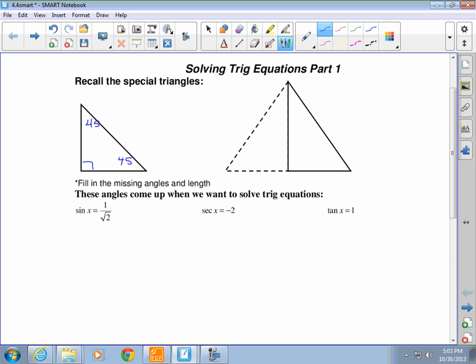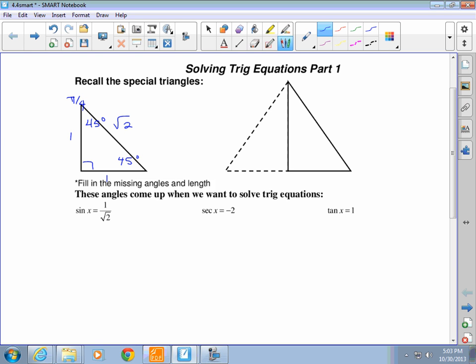So in our last couple sections, we've used the special triangles in order to help us find exact values. This is still going to be using those special triangles to help solve. So we have our 45, 45, 90 triangle, and of course, 45 is the same as pi over 4. Our ratios were 1, 1, and square root 2 when we weren't working with a unit circle.